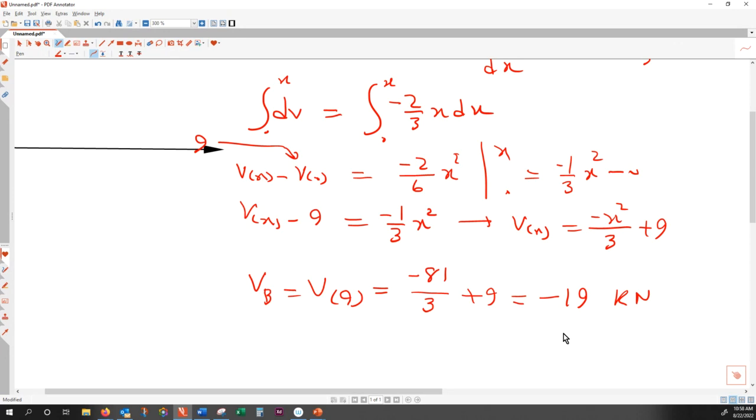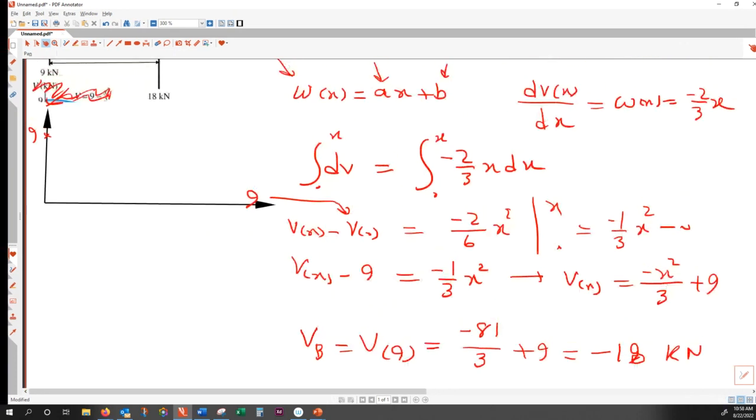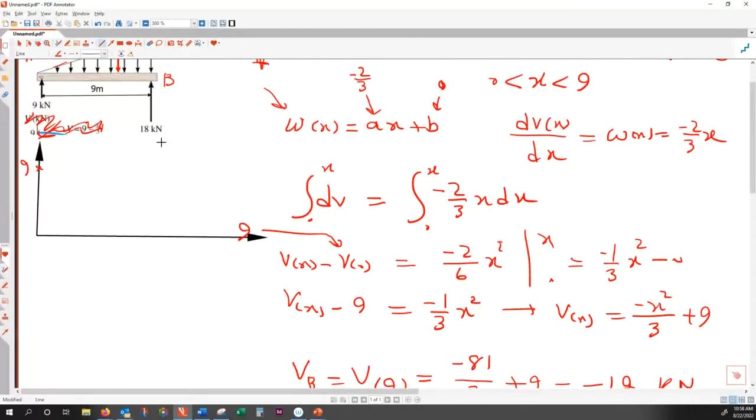Yeah, minus 18. Correct. Minus 18. Thank you for that. Now, if I have two endpoints, this endpoint is at minus 18. So going from 9 to 18, it should intersect with the x-axis, isn't it?